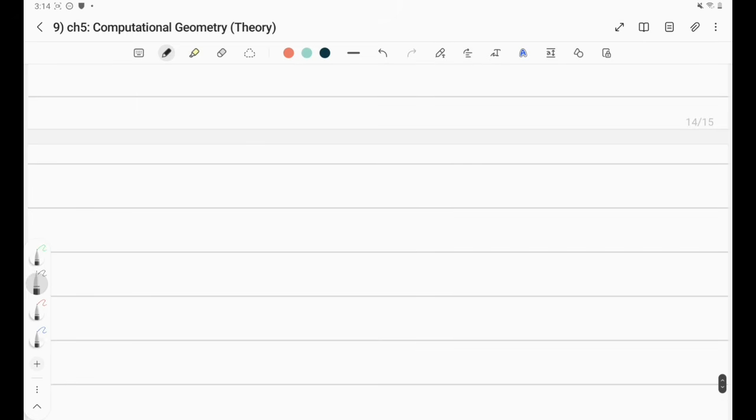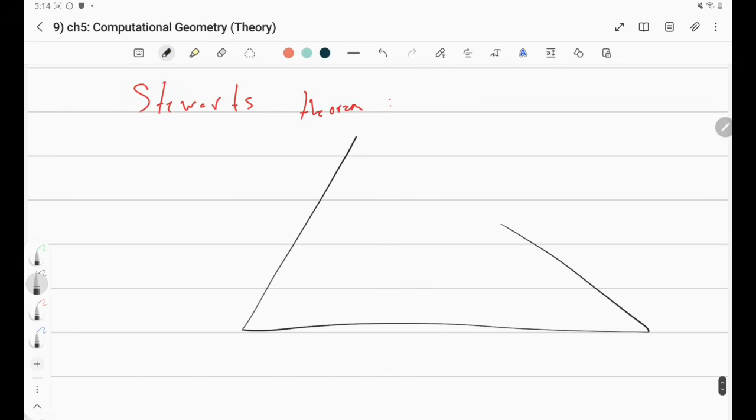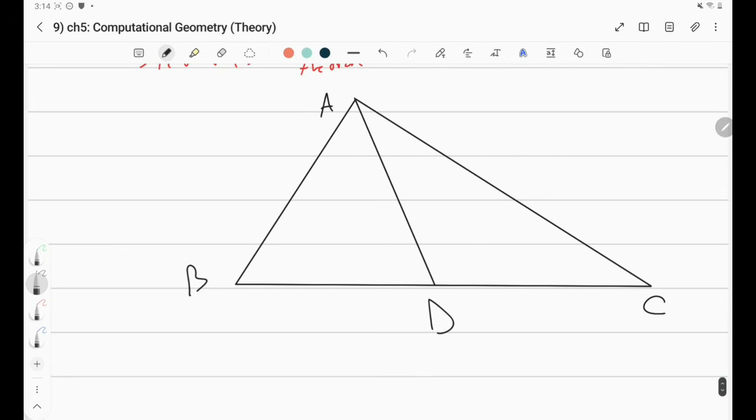Right now, only one thing remaining, which is Stewart's theorem. What is this exactly? If you have a triangle ABC and you have some cevian AD, it tells you a nice idea, which is how to find AD. In many questions, you need to find AD.